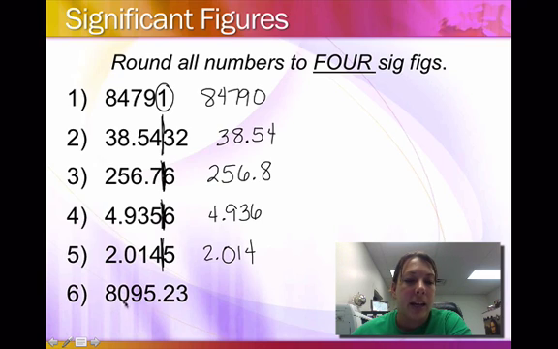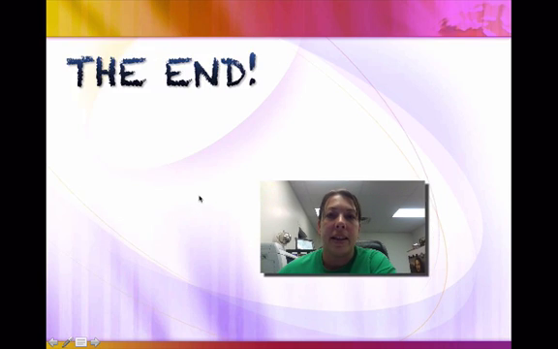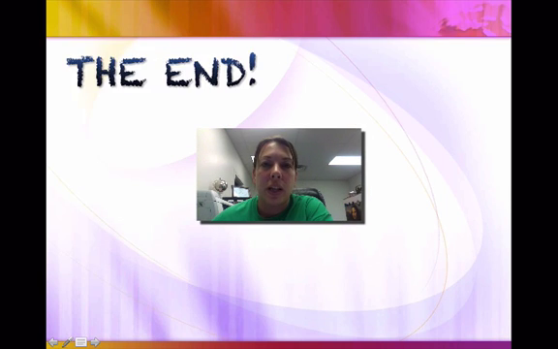And then I have 8,095.23. Well, if I round to 4 significant figures, I don't want any decimal places. So 23 is not going to cause this guy to round up, and that means it's just going to stay at 8,095. And that's it. So make sure that you wrote down the rules on what's significant and what isn't, and we're going to do lots of practice with this in class.